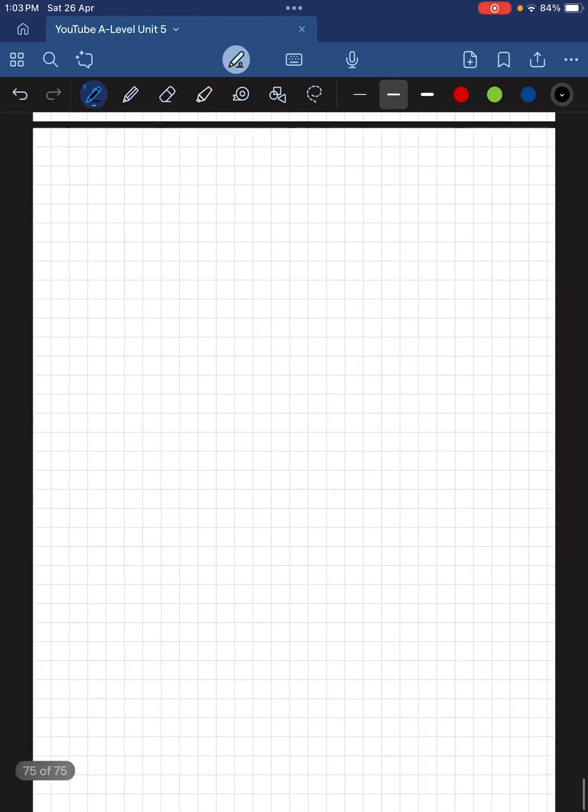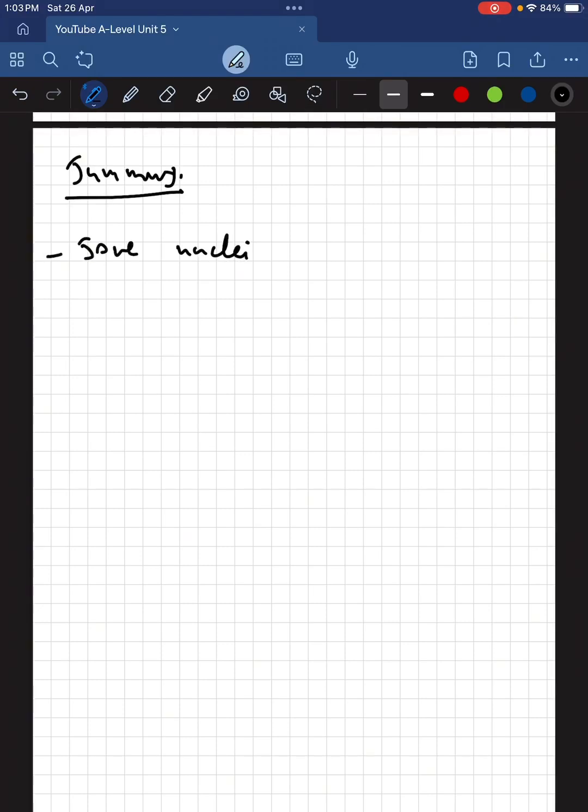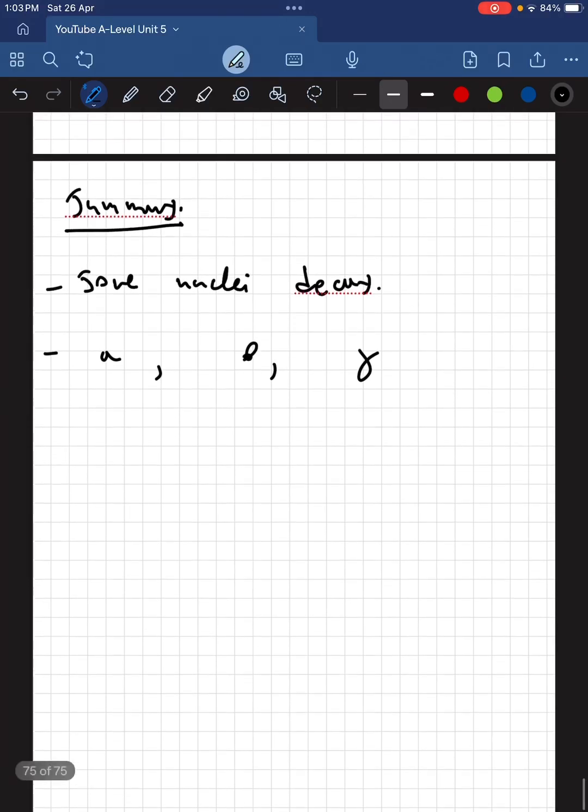Okay? So I'm going to provide a small summary before moving on to the radioactive decay law. So the summary is that some nuclei decay. There is alpha, beta, and gamma radiation.